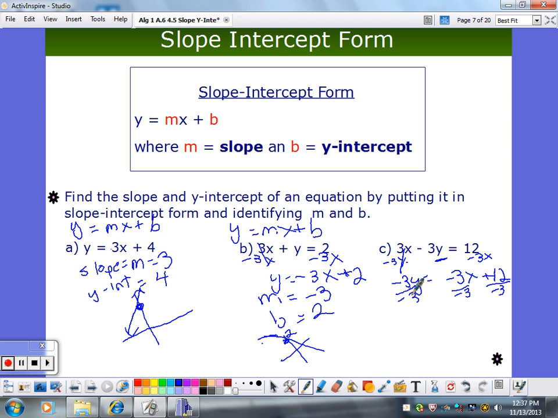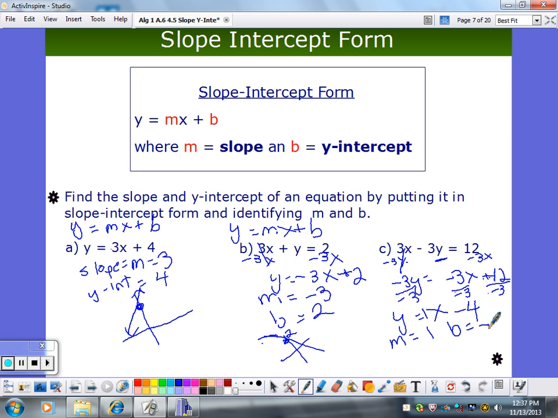So let's see. That becomes 1y. Exactly what we want. Negative 3 over negative 3 is also 1. And there's 1x. How do I write 1x in simplest form? I just write x. And then I've got a 12. Positive 12 divided by negative 3. What's my slope? 1. Because remember that 1 I took away? You can put it back. What's y equals mx plus b? M is 1. What about the y-intercept?